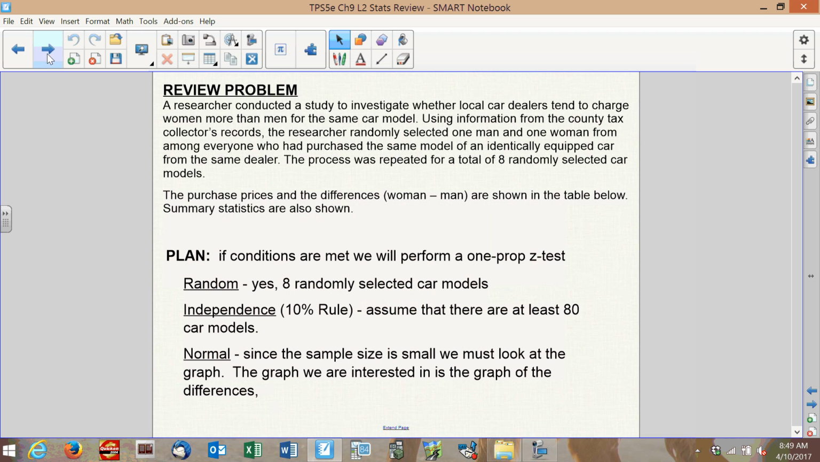Then we plan. We look at the conditions. Random, yep. We said it's 8 randomly selected cars, so it passes the random test. The 10% rule, are they independent? Well, we should assume there's 80 different model cars they could have chosen from. And normal, well, their sample size is only 8, so we can't do the over 30, assume it's normal, so we have to look at the graphs. So let's check the graphs.